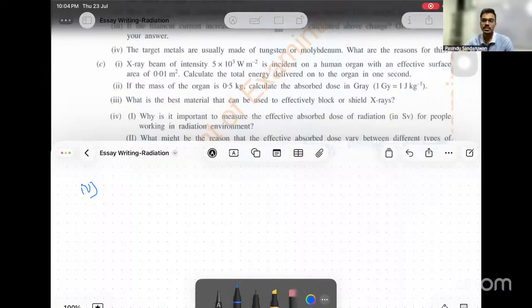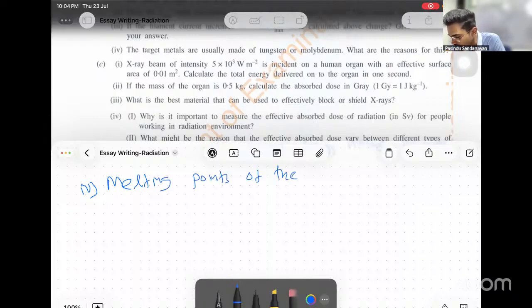So in metals used in X-ray production, the melting point should be very high. So the reason is that the melting points of these metals are very high.